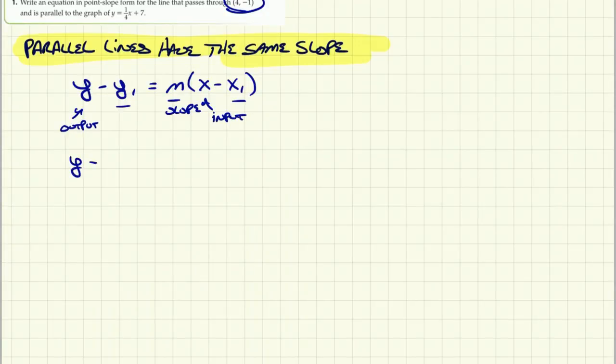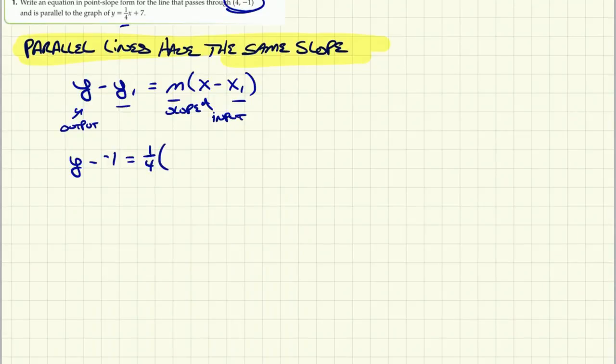So y minus y1. Y1 is over here, it's a negative 1. So y minus a negative 1 equals the slope. The slope is here, right? Remember that parallel lines have the same slope. So if my original equation has a slope of 1/4, then my parallel equation is going to have a slope of 1/4 as well.